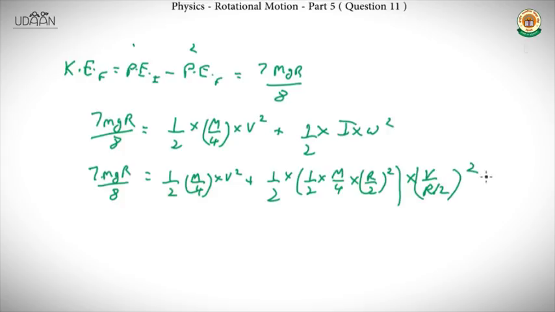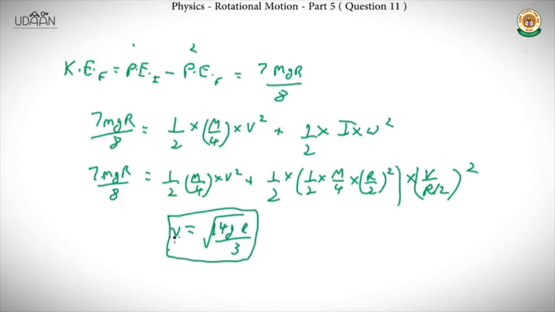So this is the final energy expression. We know everything over here. We know the r, we know m, we know g. The only unknown in this expression is v. So when we solve this expression for v, we find out that v is equal to under root 14 g r by 3. This is the required answer.